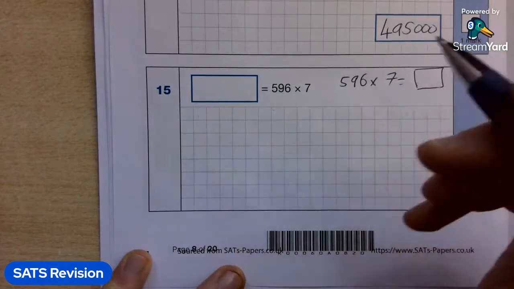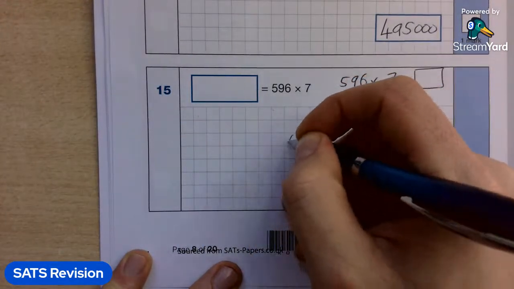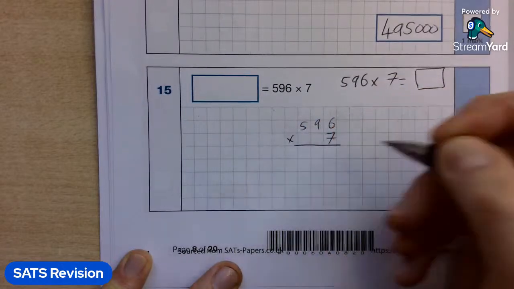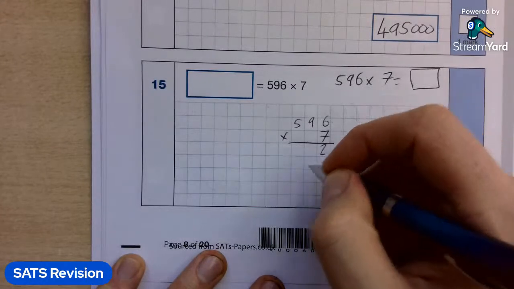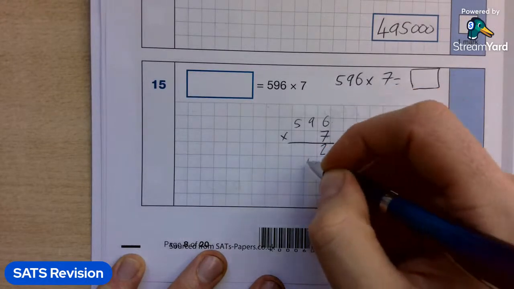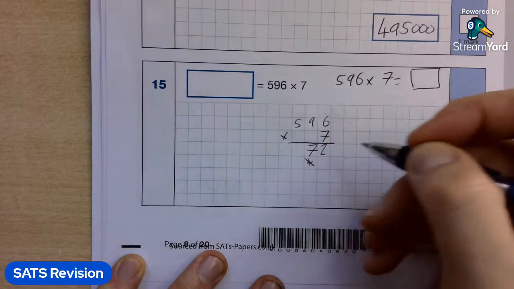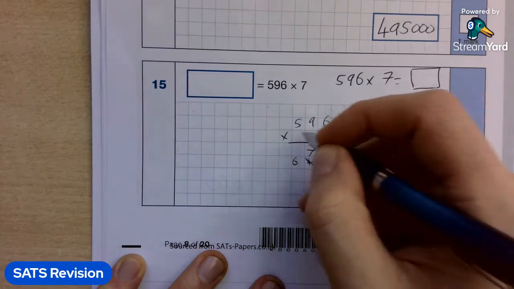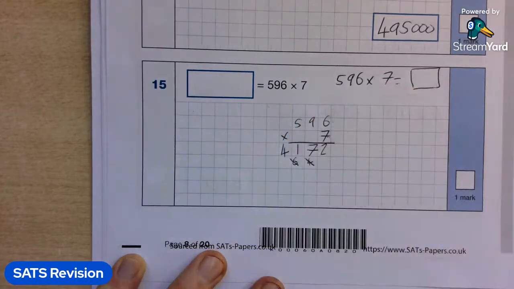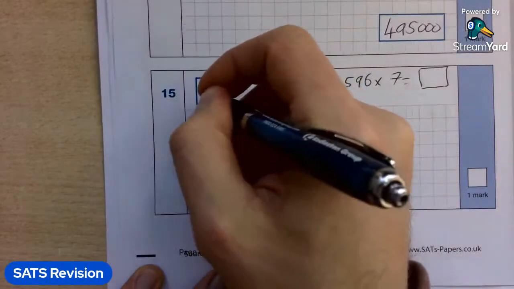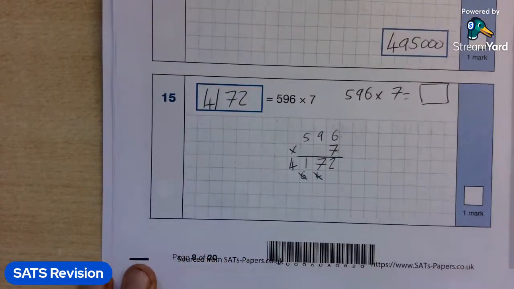Okay, it doesn't matter. So this one, I am going to do column multiplication. There are other ways of multiplying, like the grid method, but I know most people do this. So 6 multiplied by 7 is 42. 9 times 7 is 63. Add your 4 is 67. And that one goes down there. 5 times 7, 35. Add the 6 is 41. So 4,172 is your answer.